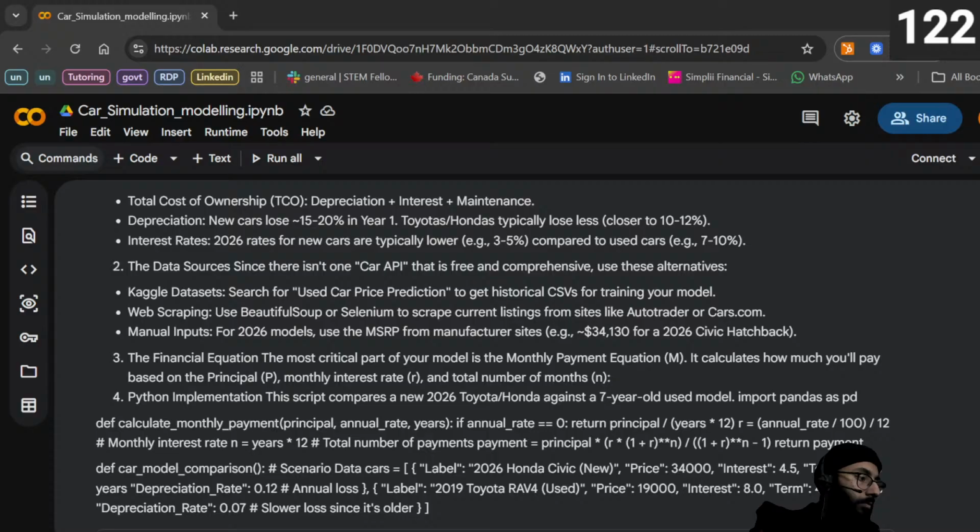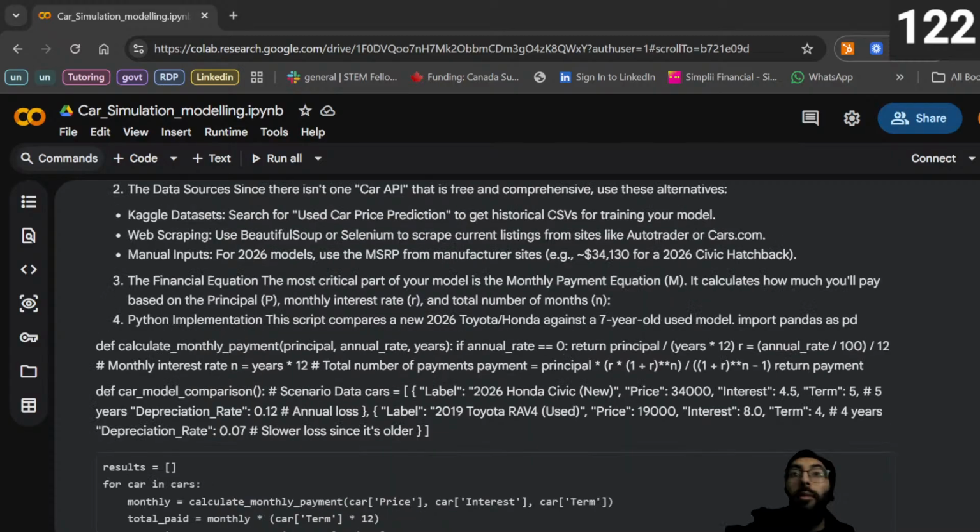Okay. There isn't a car API that's free and comprehensive. There are alternatives. So Kaggle datasets: you have to search for used car prediction to get historical CSVs for a training model, or Beautiful Soup or Selenium to scrape current listings from sites like AutoTrader or Cars.com.